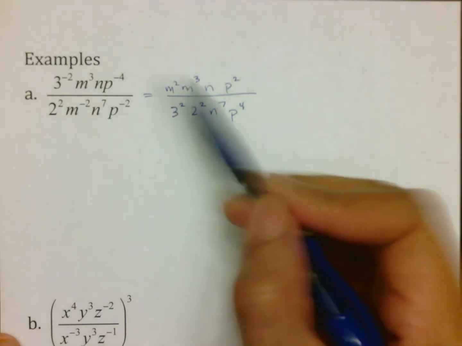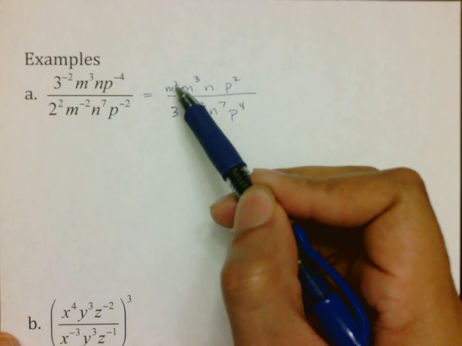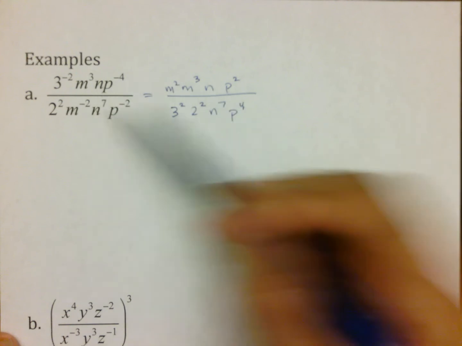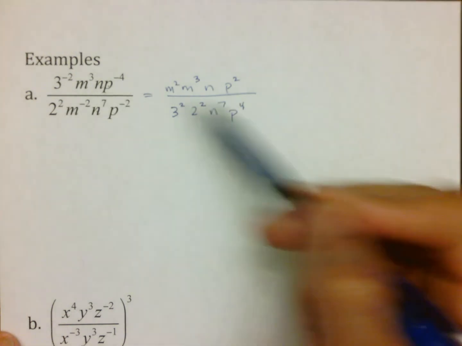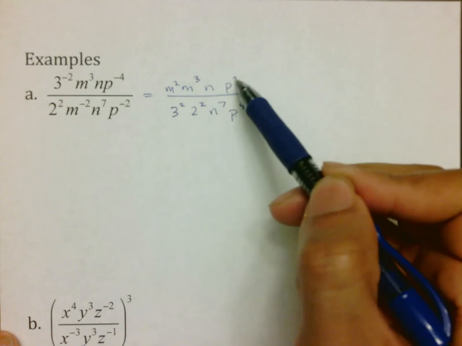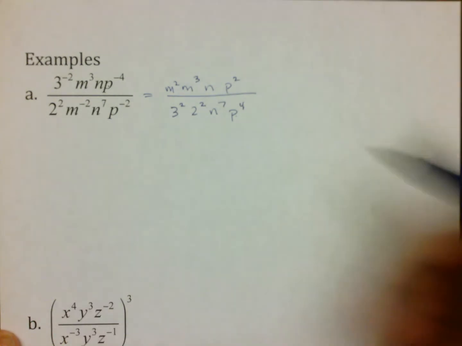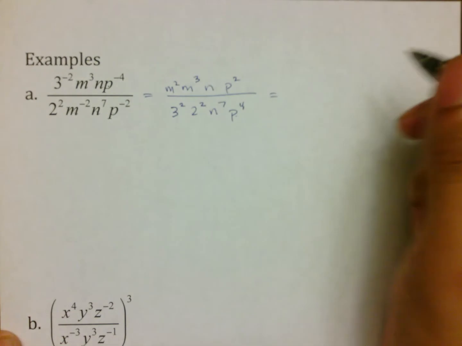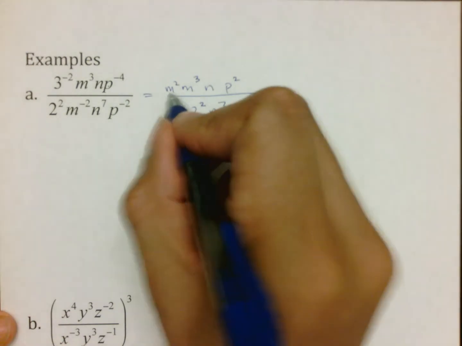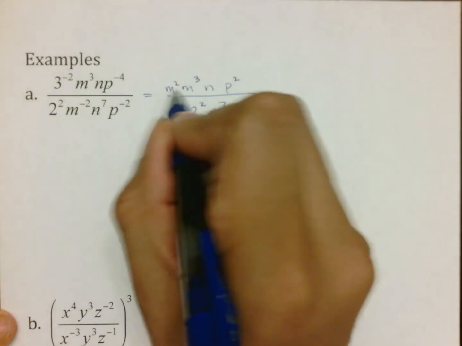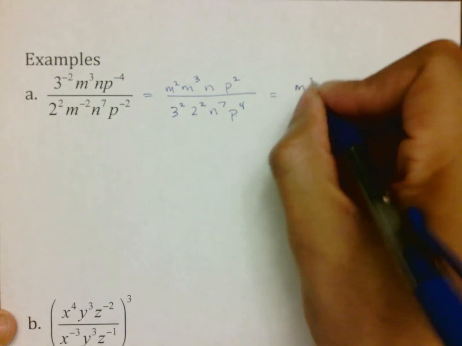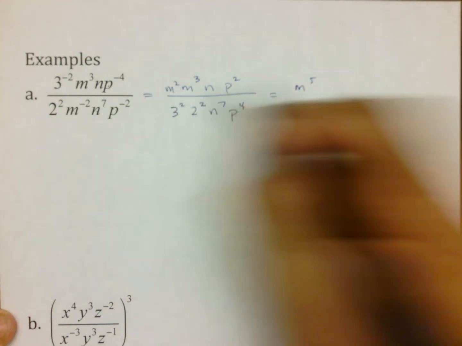Again, m to the third was happy, m to the second wanted to move up, n was happy, n to the seventh was happy, p to the negative fourth moved down, p to the negative second moved up, 3 to the negative second moved down, 2 squared stayed. Once you go there, now what you want to do is go ahead and follow your rules. Again, here we have m and m, which means that these two go together, making m to the fifth. Again, there's 2 m's and 3 m's, which make 5.